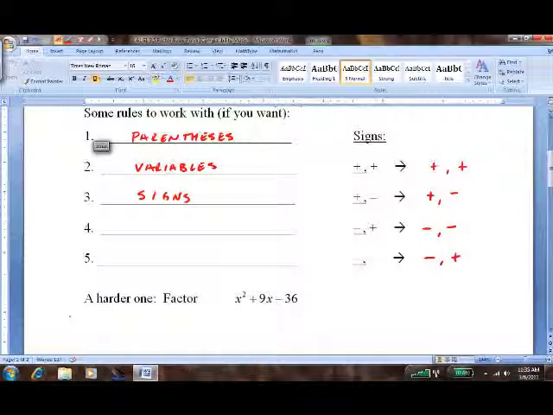Once you get the signs put in, then you factor the third term. Factor the third term and figure out what it could be. Add them up, subtract them, find that they make the middle term. And what you do then is you check.